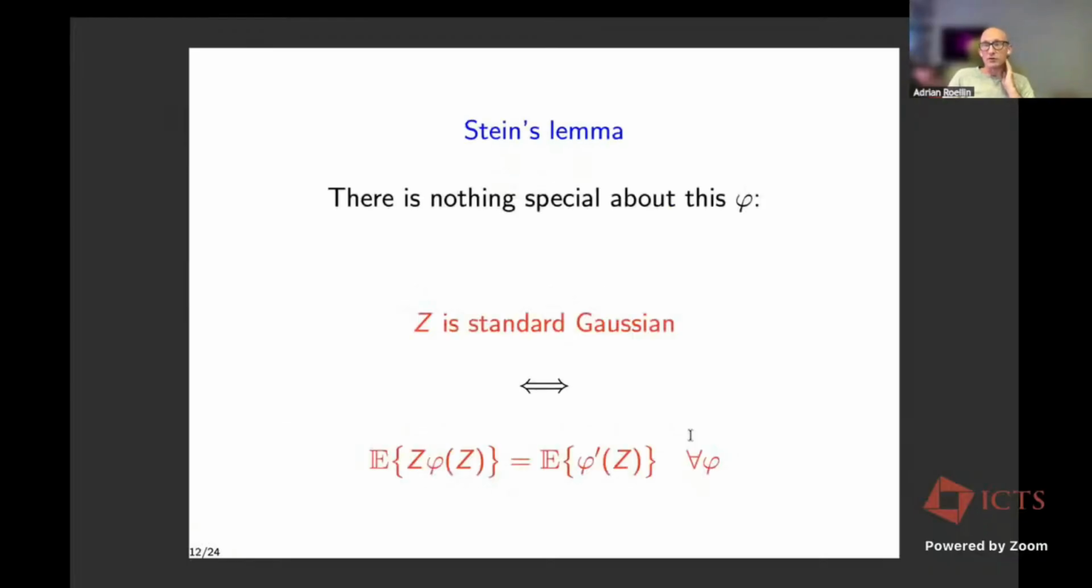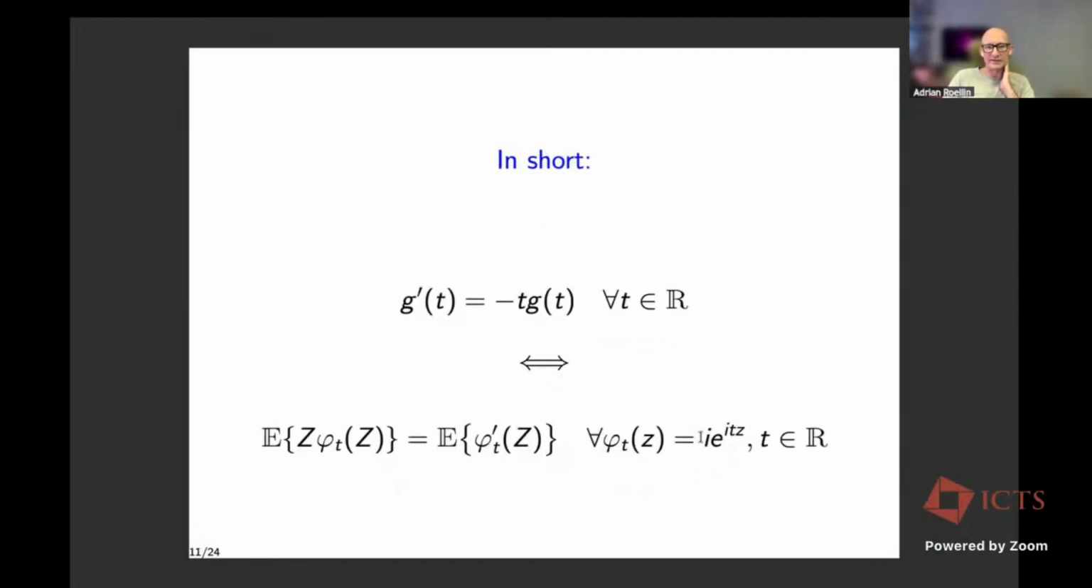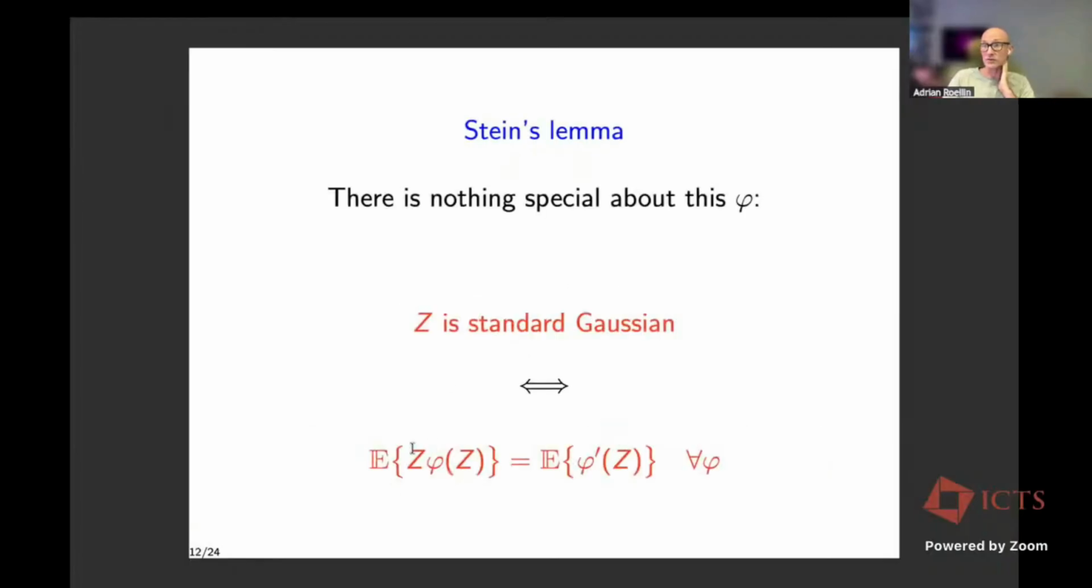So far so good. Now Stein, and that's one of the key insights, realized that there's nothing special about this phi here. This identity actually holds for all phi. Of course, they have to be differentiable, and they need some tail conditions so that these expectations are well defined, but for general phi, this is equal. And not only that, it is actually if and only if. So if z has a standard Gaussian distribution, then this is if and only if this identity is true for all f with some conditions.